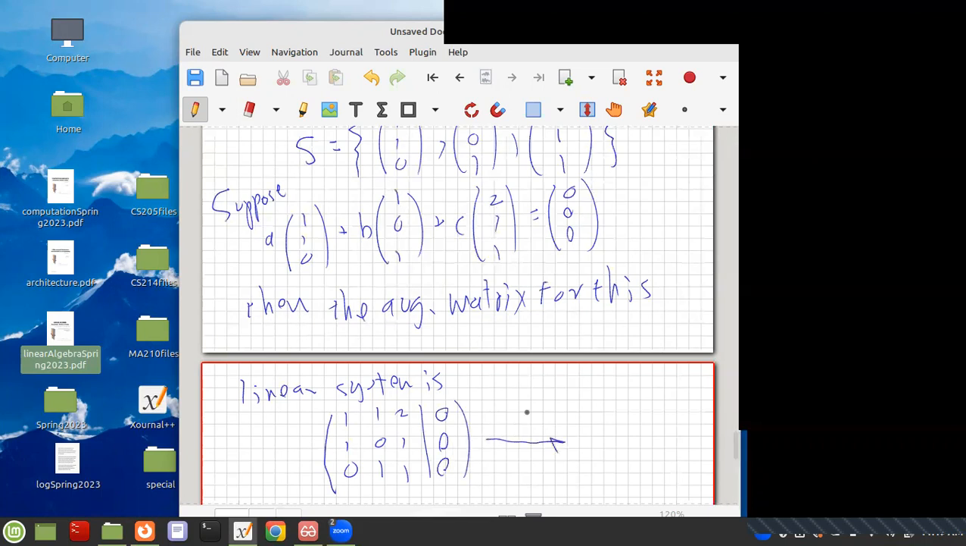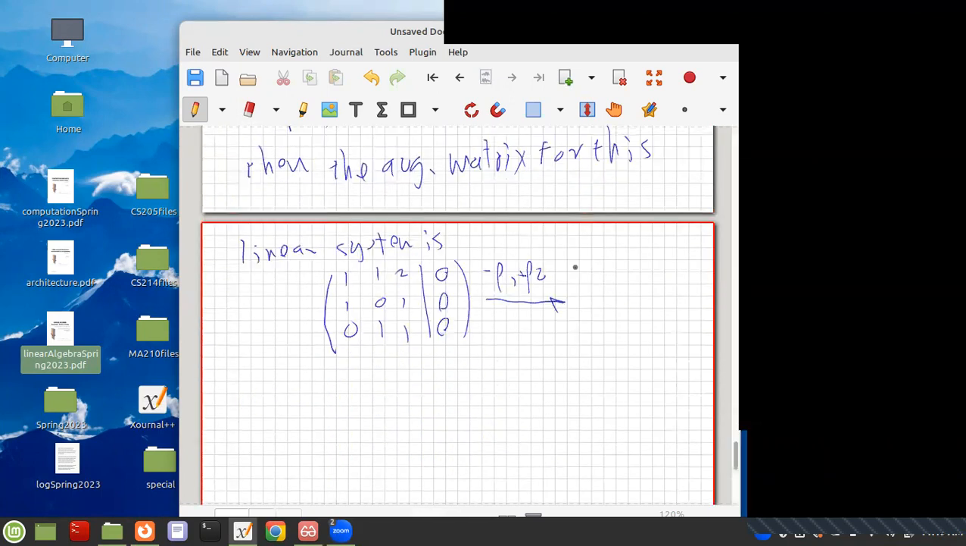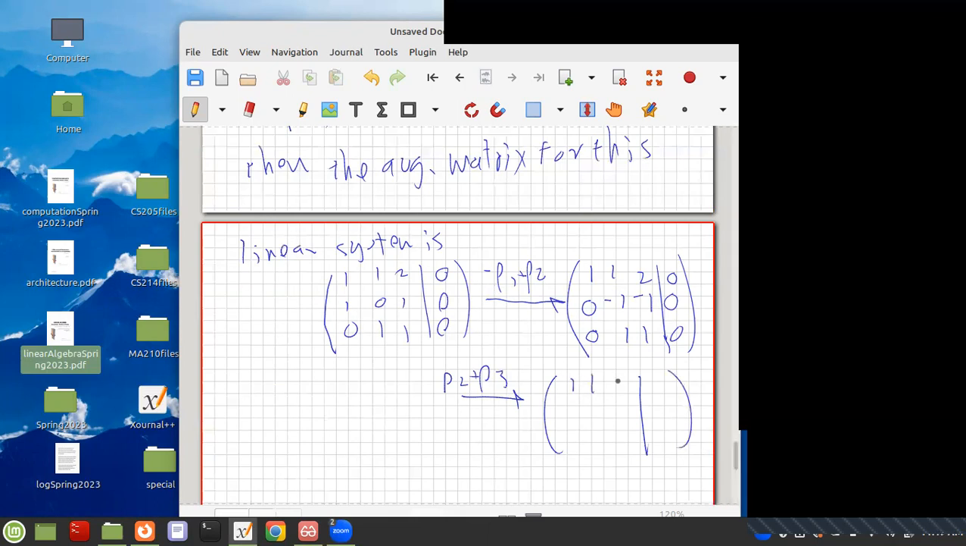And we're going to solve with Gauss's method, minus rho 1 plus rho 2 to get 1, 1, 2, 0. And minus 1 times 1 is 0, and then we're going to have minus 1. And minus 2 plus 1 is minus 1 and 0, right? And then we're going to have 0, 1, 1, 0, right? And then we can do rho 2 plus rho 3 to get 1, 1, 2, 0, 0, minus 1, minus 1, 0, and then 0, 0, 0, 0.